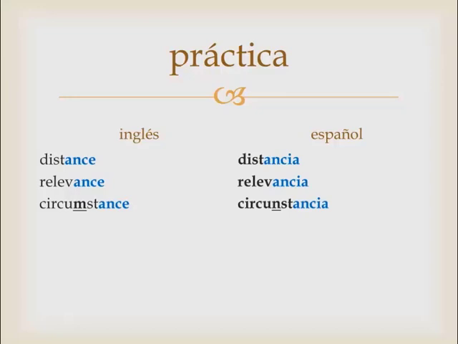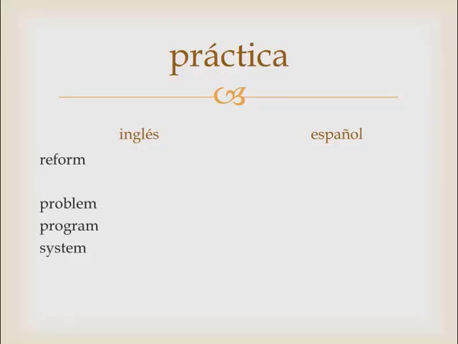So even though they're very similar in English and in Spanish, you're going to see these little changes along the way that you're going to want to be aware of, both in your pronunciation and in your spelling. Let's look at the next list of words. Jot these words down. En español, reform, problem, program, and system all end in M. Give me the español. A reform in Spanish is going to be una reforma, a reform, either a political reform or a social reform.